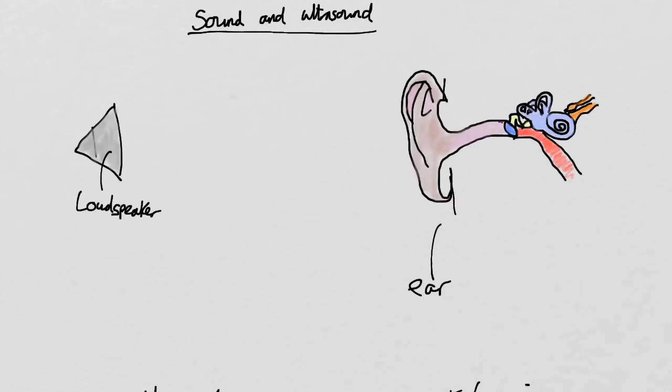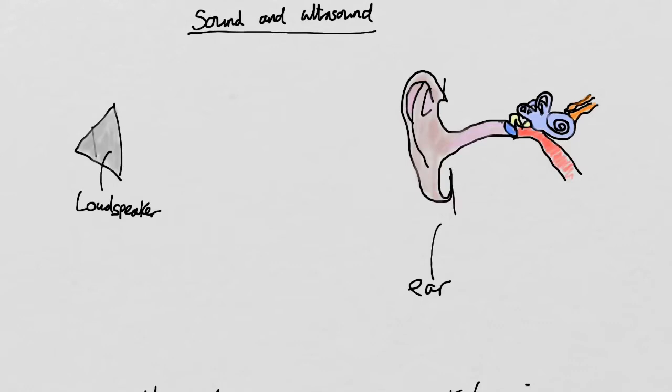So sound and ultrasound are both longitudinal waves. They travel as compression waves through the air. So if you've got an object that is vibrating, it will cause compression in the air around it, which will travel as sound waves. Okay, so let's say this loudspeaker is vibrating.